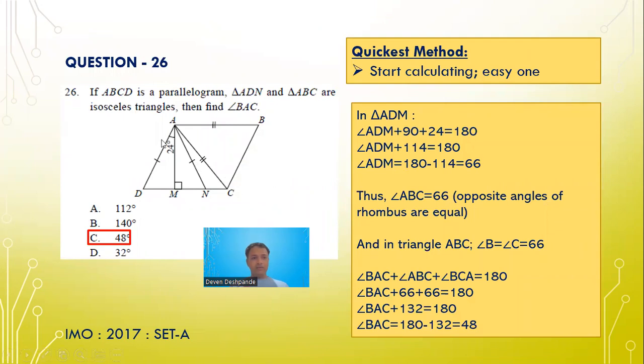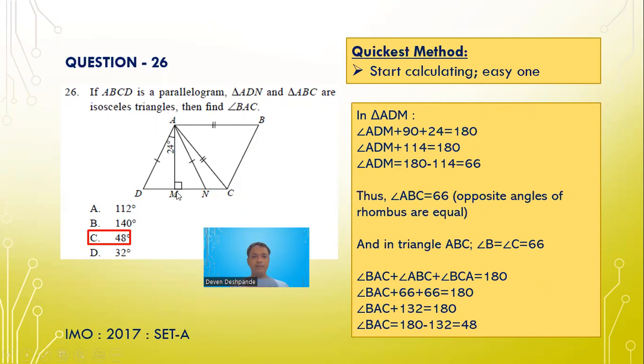If ABCD is a parallelogram, in a parallelogram the two opposite sides are parallel, isn't it? Triangle ADM and triangle ABC are isosceles triangles. Isosceles means two sides are equal, isn't it? Then find angle BAC. We have to find angle BAC. So start calculating in triangle ADM.